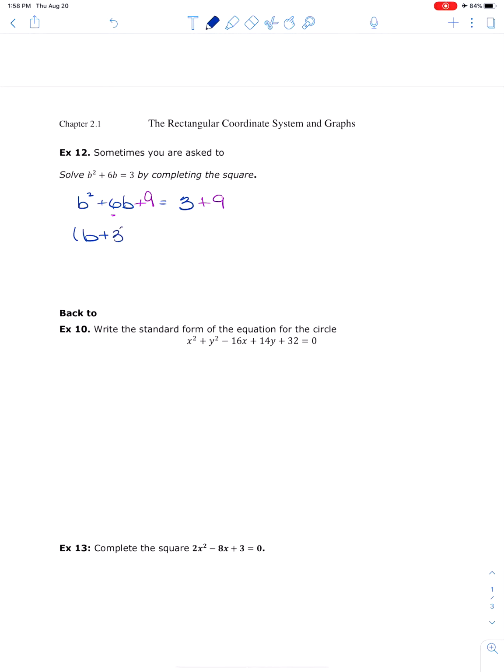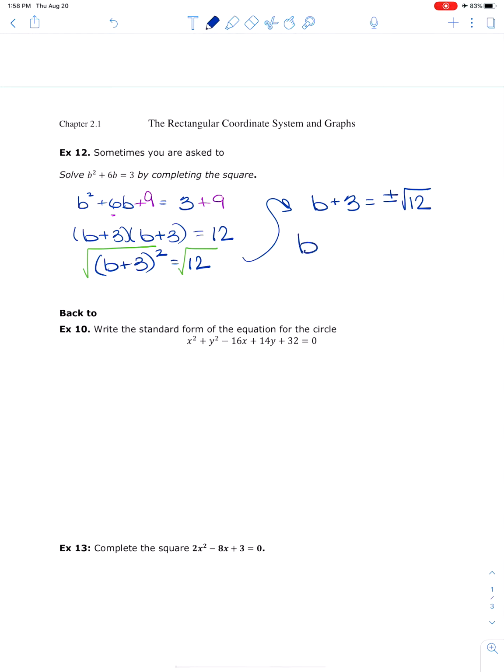This side, and you definitely don't need to write out this step, but you can, factors into (b + 3)(b + 3). This is (b + 3)^2 = 12. If we want to solve that for b, we are going to square root both sides. And I get b + 3 = plus or minus the square root of 12. We're going to simplify that in a minute. Subtract the 3. I get -3 plus or minus the square root of 12.